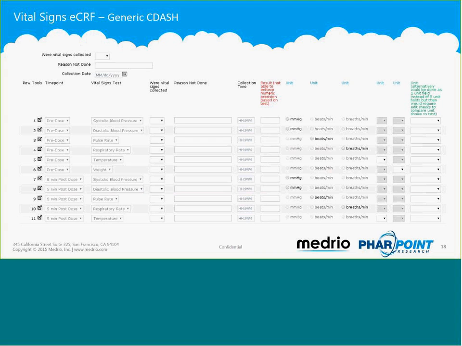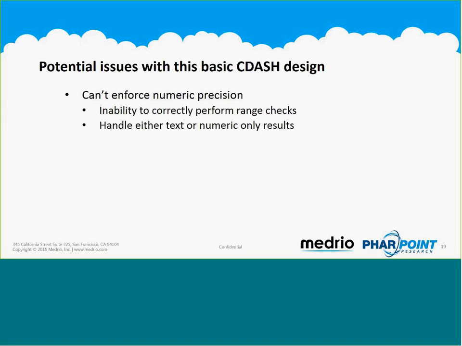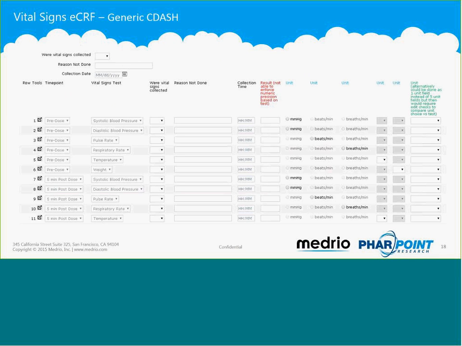So here's an example. We're collecting data, essentially a record per test. That's fine, but it introduces a few issues. One of those being, what are we to do with our result? So what are some of these issues? Now, trouble enforcing numeric precision. Because we can't enforce numeric precision, we have an inability to correctly perform range checks, and we're stuck as either having to handle text or numeric. The reason why is that with this structure, we have a single result.